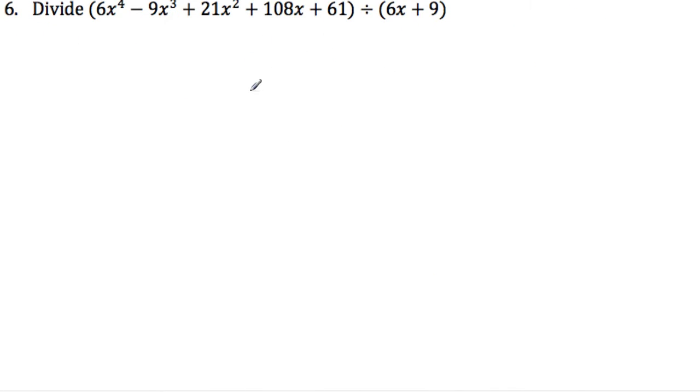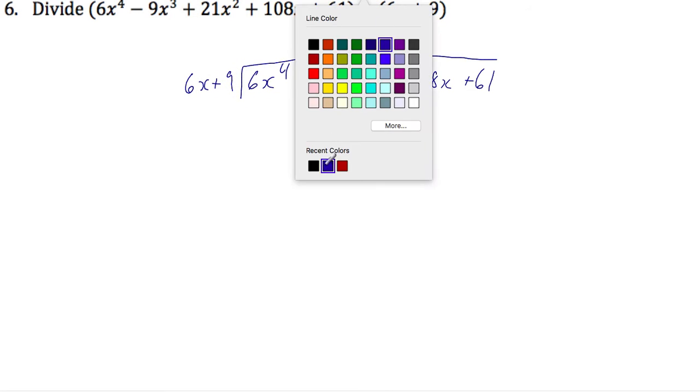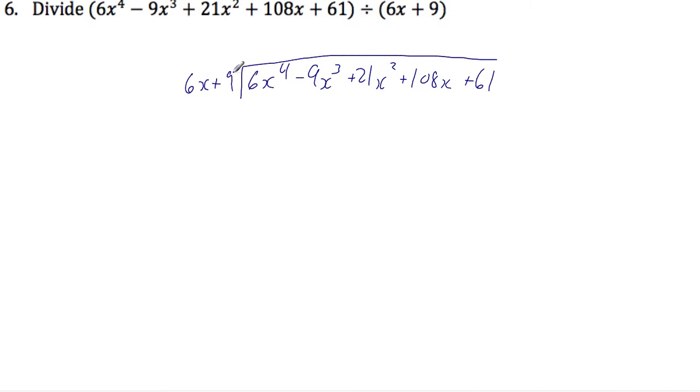All right, and I think this is the last one. So we get 6x to the fourth minus 9x to the third plus 21x squared plus 108x plus 61. So we have all of our powers there, including a constant, so we don't need any placeholders. We divide by 6x plus 9. Okay, so we divide the first terms together. So 6x to the fourth divided by 6x is x to the third, which I put right there.